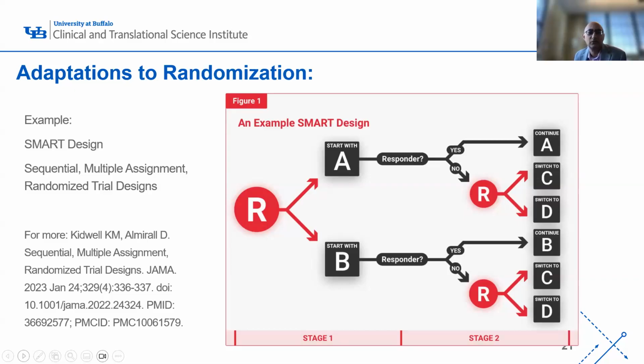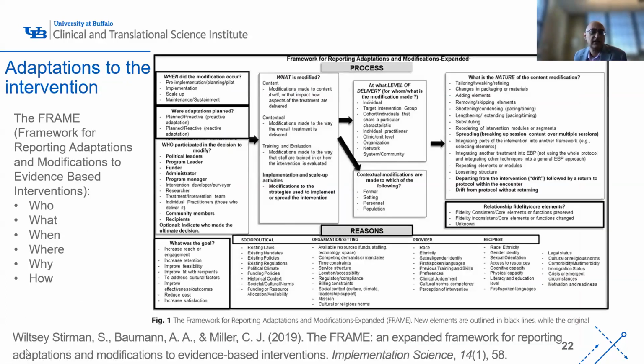And it mimics a more real-world situation. Because in the real world, when we try something and it's not working, we try something else, right? So why not design a trial that can do that? So that's an example there. So let's go to the next one. Now this one, sorry, it's a busy slide, but I'll walk you through it a little bit. So this is about adaptations to the intervention.